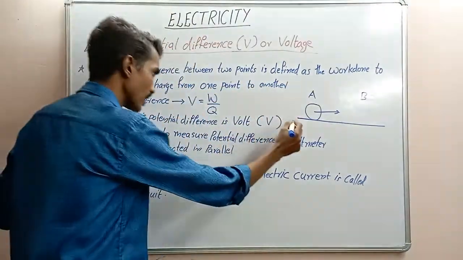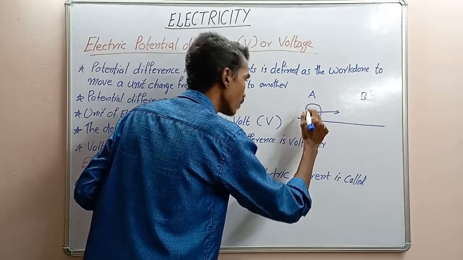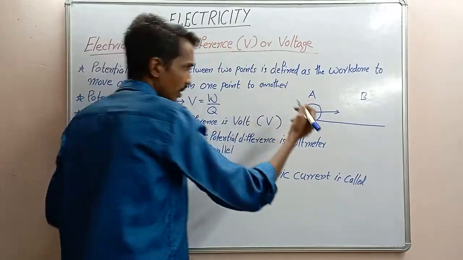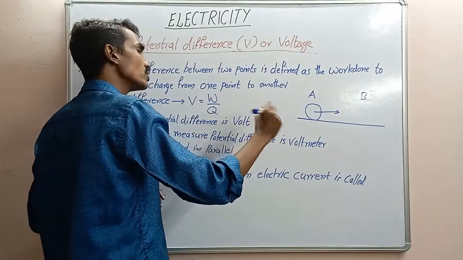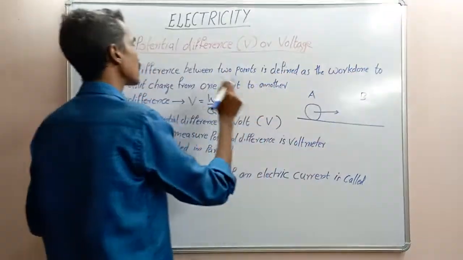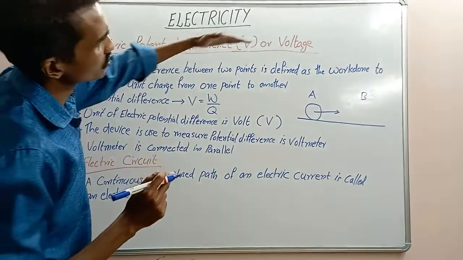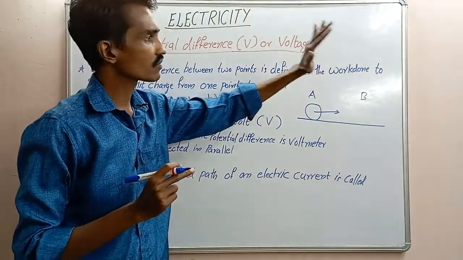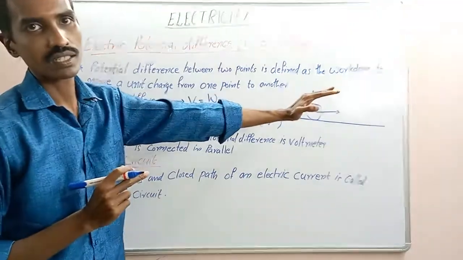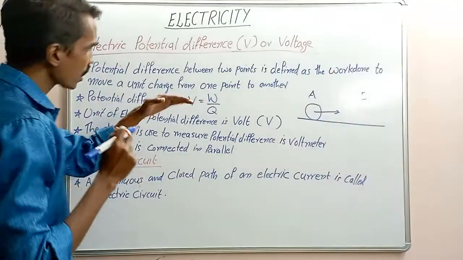From A to B, a unit charge is situated at A, and we have to move it from A to B. To move that charge we need some work. That particular work is known as electric potential difference. The potential difference between two points is defined as the work done to move a unit charge from one point to another. Clear?